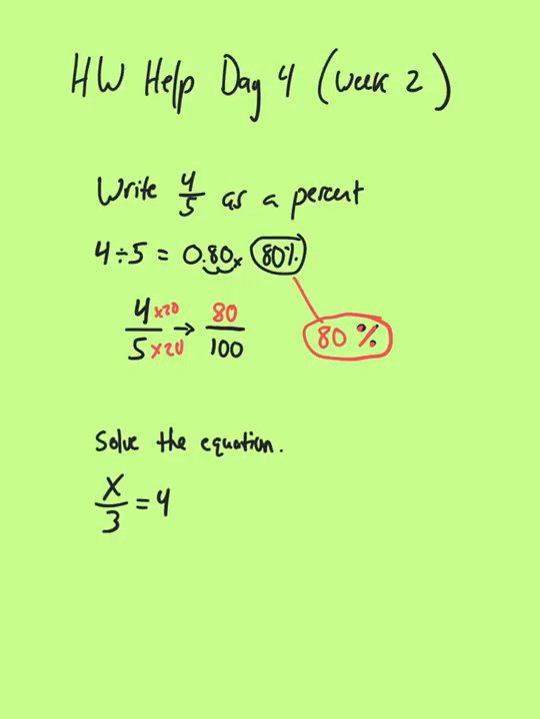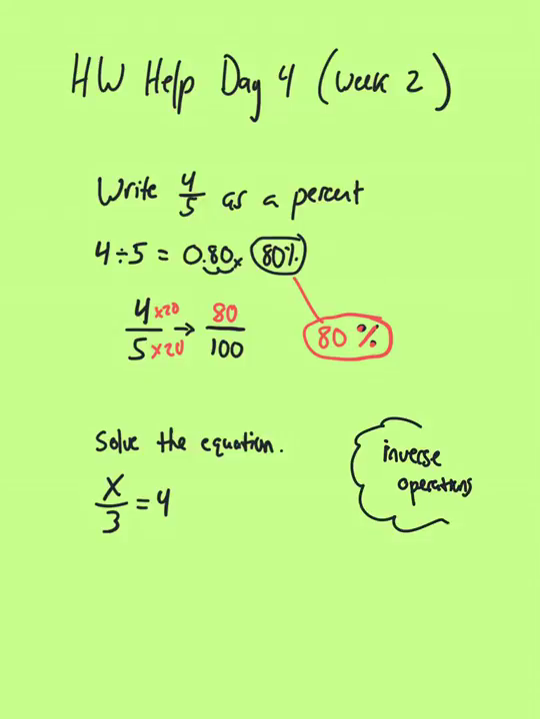Now the second one says solve the equation x over 3 equals 4. Now the first thing you need to understand is this means x divided by 3. And whenever you solve an equation, you must always remember to do inverse operations.